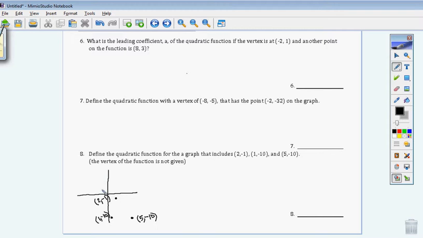Number 8 a little bit here. I've already done some work here to plot these, just a general sketch of where those points are. If you want to pause the video and catch up to me, that might be a good idea. Realize here, I did not give you the vertex. That's the important part of the information.